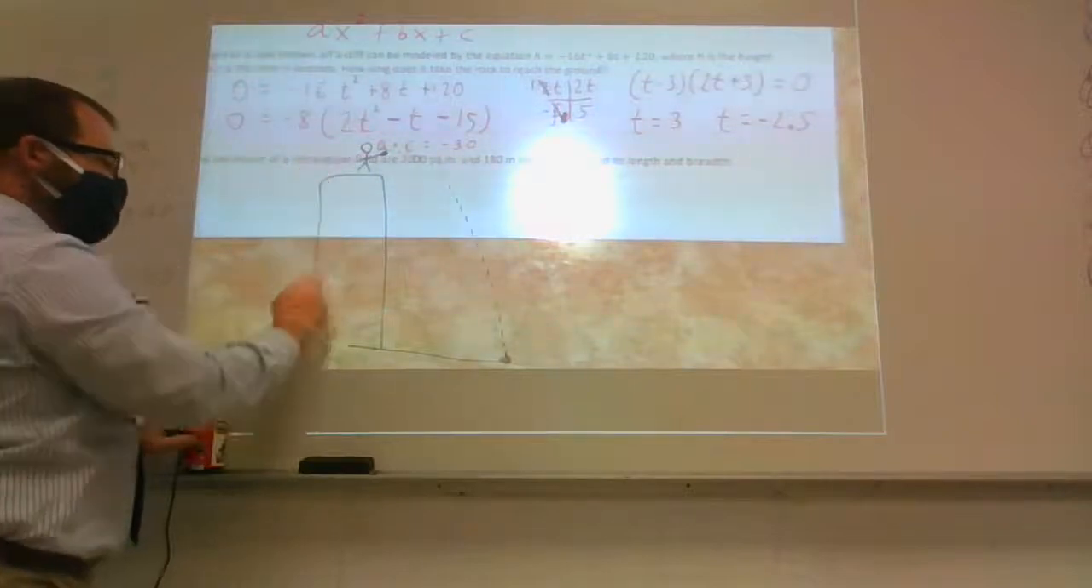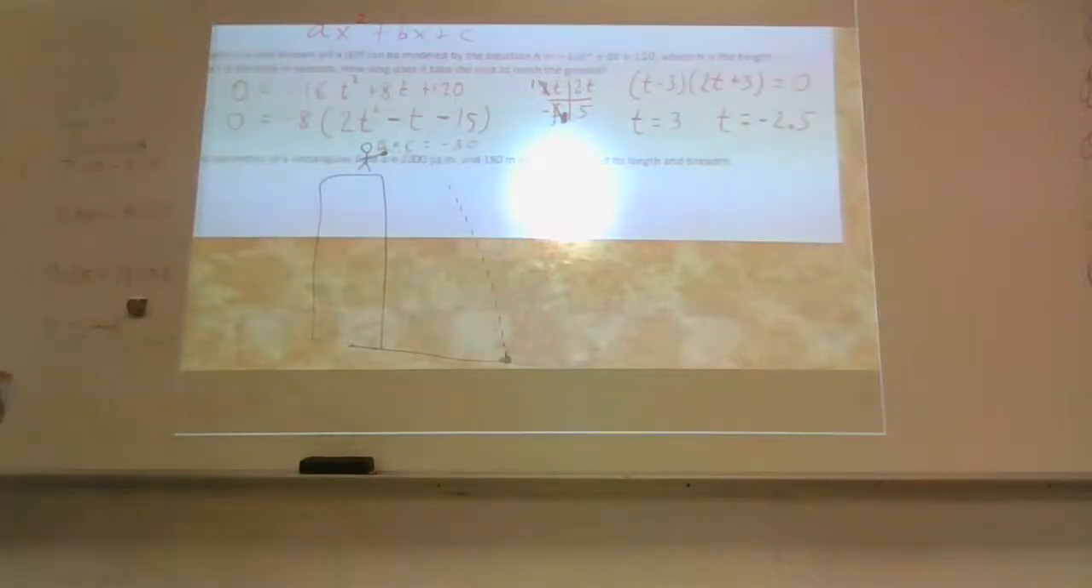I don't know what the deal is with this cliff, but let's just say the cliff is like a giant rectangle for some reason. I don't really know why. I got 2 answers. I got an answer of positive 3 and negative 2.5. Which one should be the answer? Positive 3. Positive 3 what? What are my units? Seconds. Yes. Positive 3 seconds.